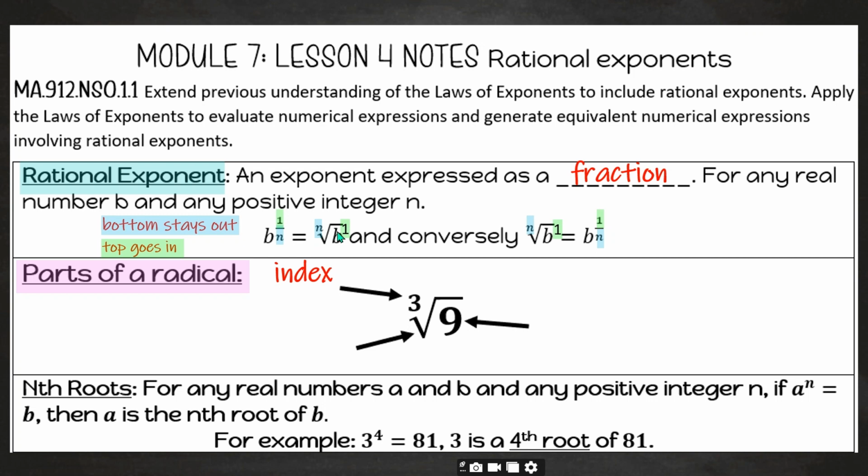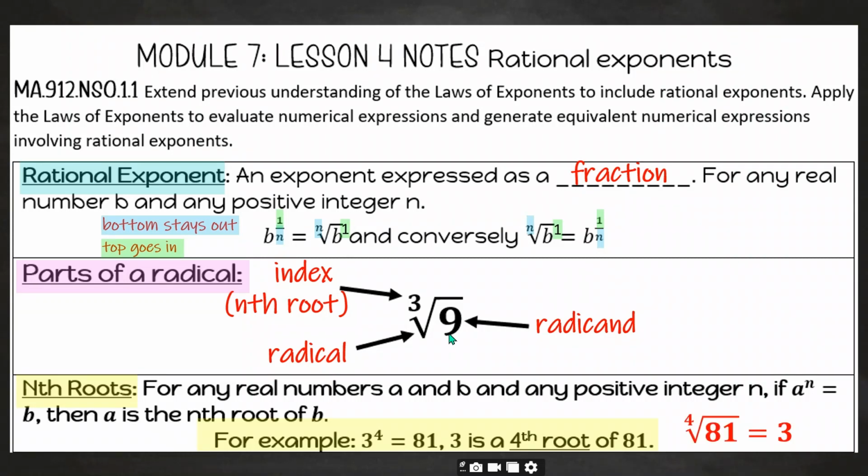Here are all the parts of a radical. We have our index, or the nth root. We have our radical symbol, the crazy looking division symbol, which some people refer to as the check mark, but it is actually called the radical symbol. And the number inside or underneath the radical is called the radicand. For nth roots, for any real numbers a and b and any positive integer n, if a to the power of n is equal to b, then a is the nth root of b. It's just a vocabulary word at this point, so let's move on.